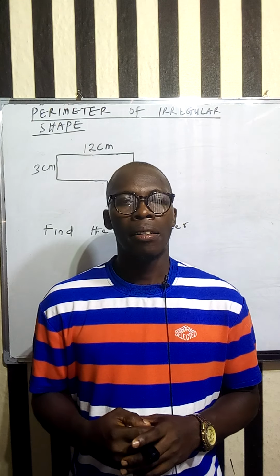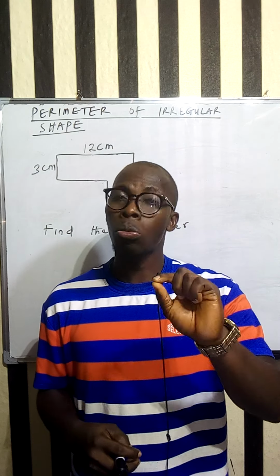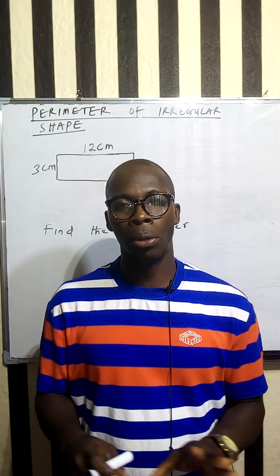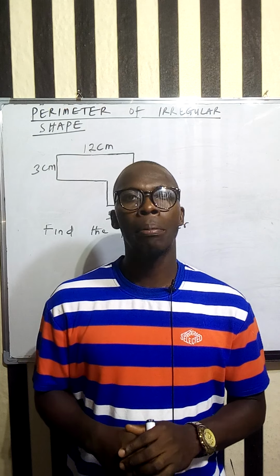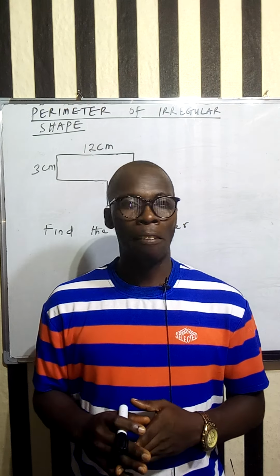All right. Now, what is a perimeter? Perimeter is the total length of the outside boundary of any given shape. So how are you going to find this kind of perimeter?